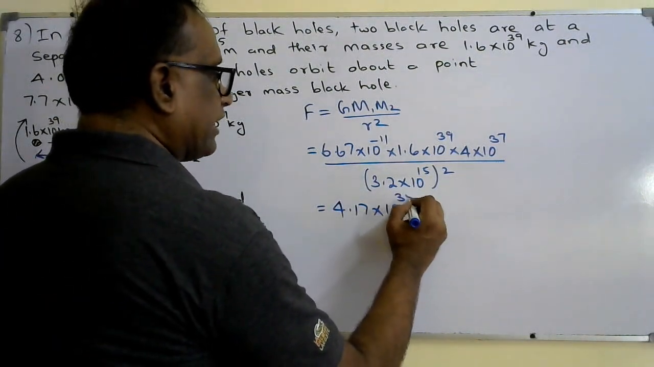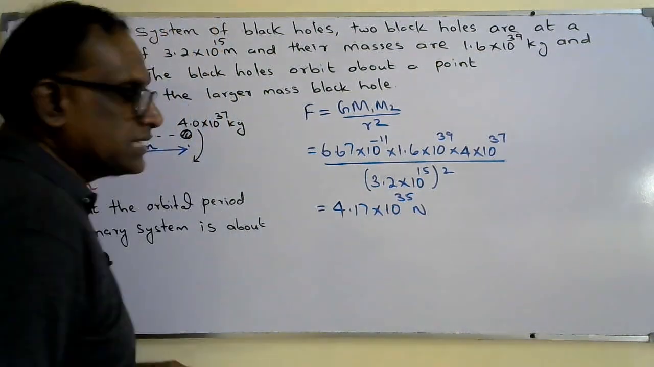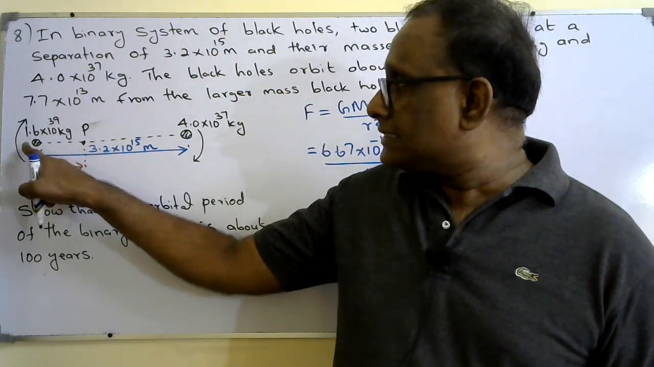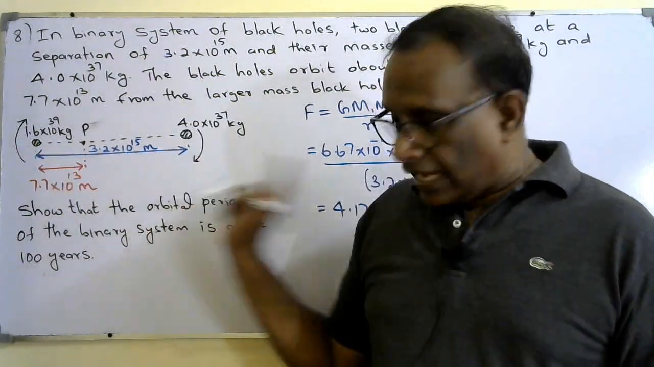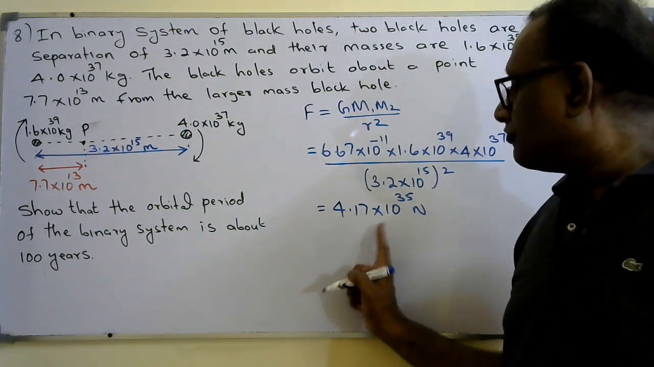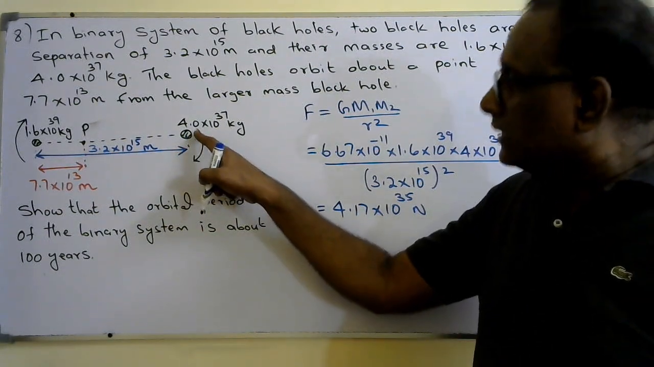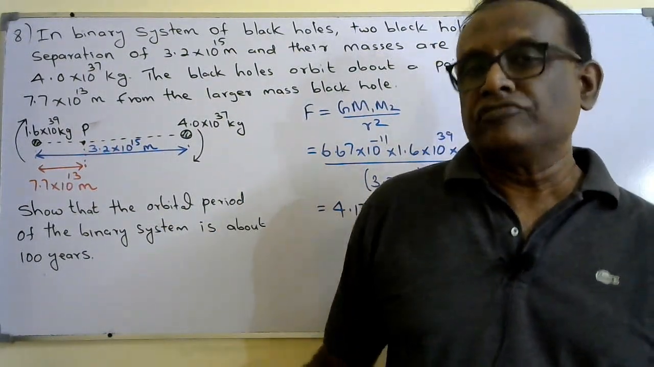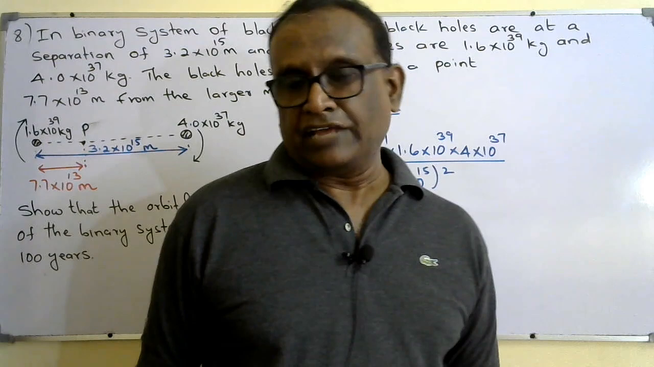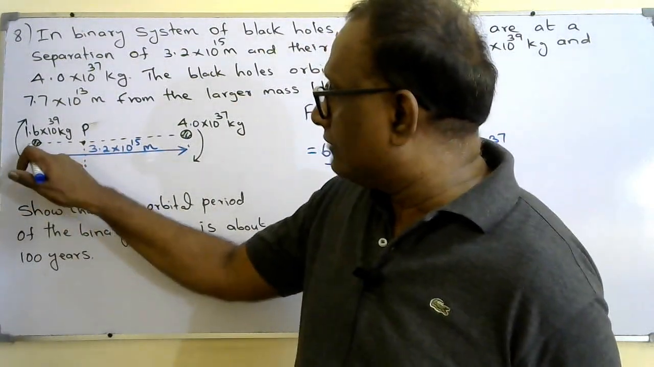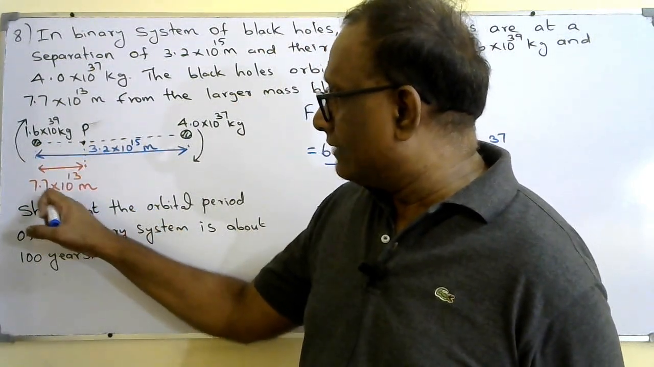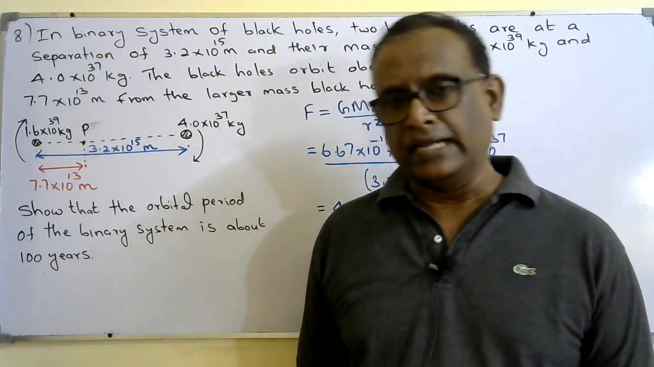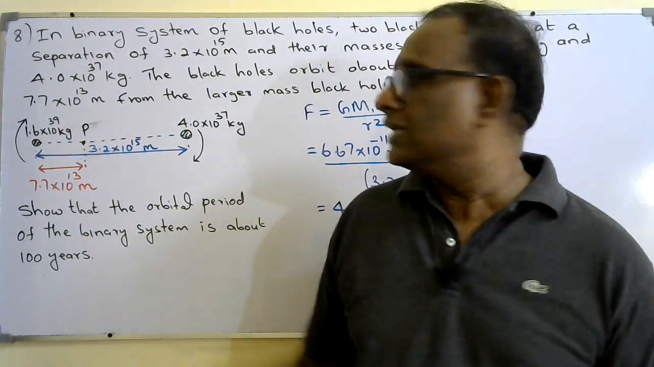This force is the centripetal force for the circular motion of the massive black hole about P, and the same force is the centripetal force for the lighter black hole for its circular motion about P. So I can now use F equals m r omega squared. F I know, R I know. For the massive black hole, R is given as 7.7 × 10^13. F equals m r omega squared. We will find omega. Omega equals 2 pi over T. We will find the T. If I find the time period of this one, that is the same as for this one also.